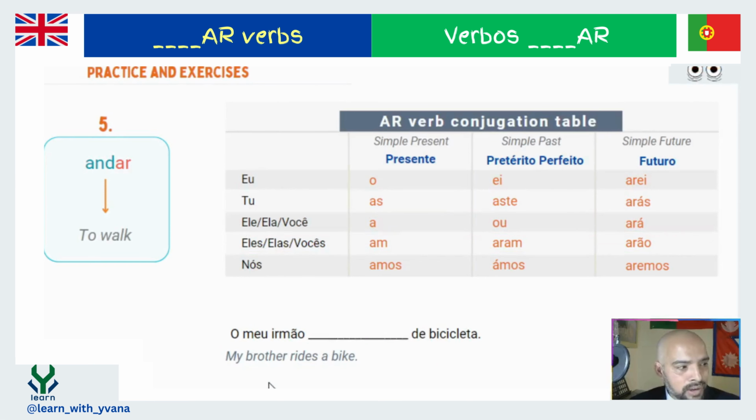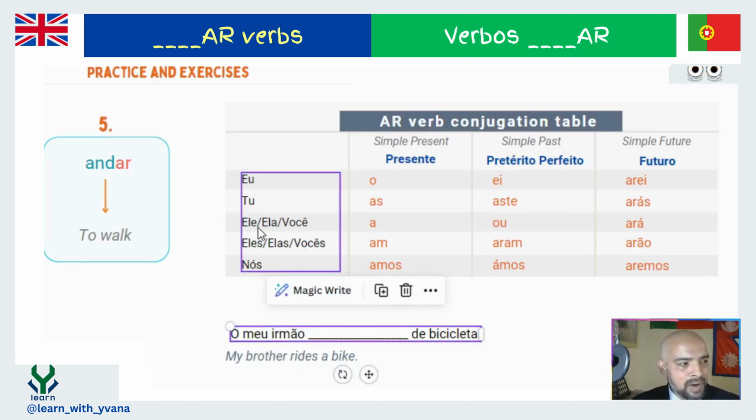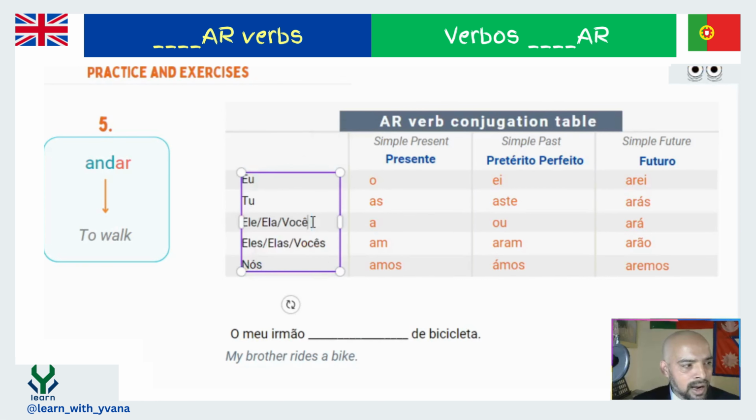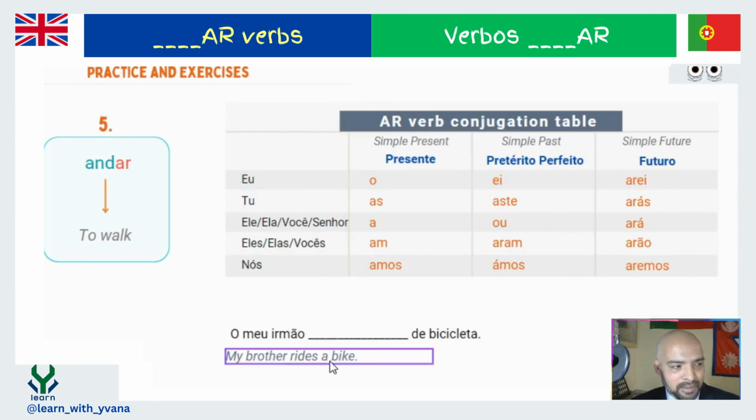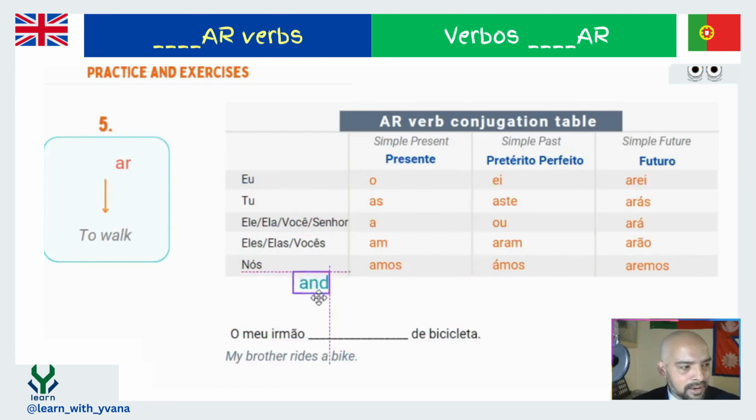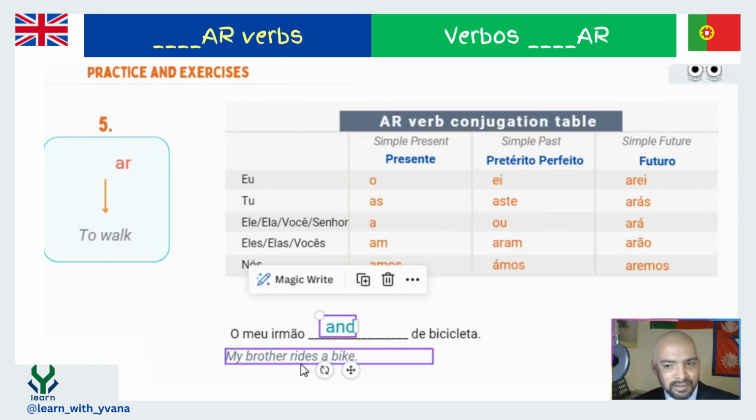Here, you want to say that my brother rides a bike, right? My brother, o meu irmão. Remember, if you want to say senhor, senhora, or anything singular, it comes here, right? Senhor or senhora, whatever, it comes with ela, você, okay? So here, my brother rides a bike. O meu irmão, I took this A and D here, right? And it is the right one. That means simple present, right?